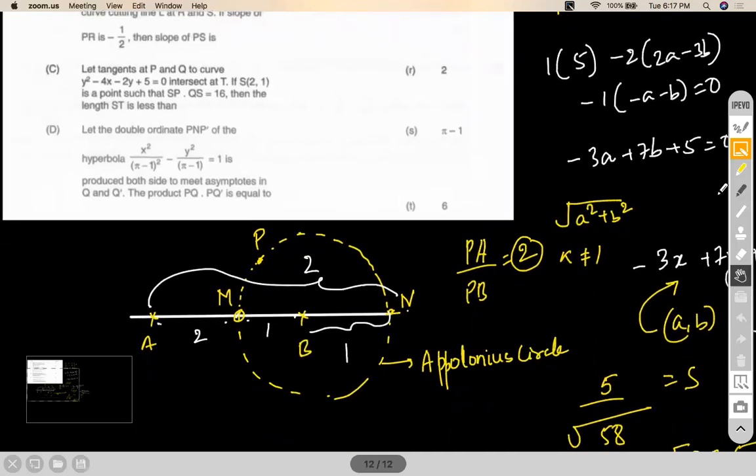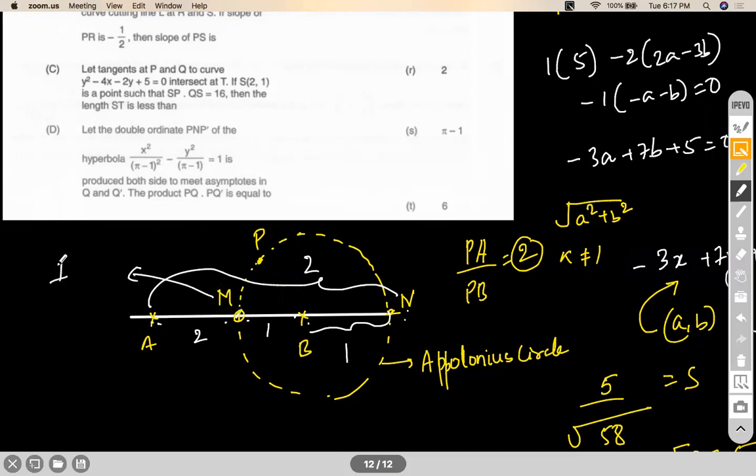Harmonic conjugates are nothing but two points which divide the join of two points in the same ratio, but one internally, another externally. Are you getting my point? So M will divide AB internally. So this will be an internal divisor, internally in the ratio 2 is to 1. And this one will divide externally in the ratio 2 is to 1. Okay, and this will be a circle.